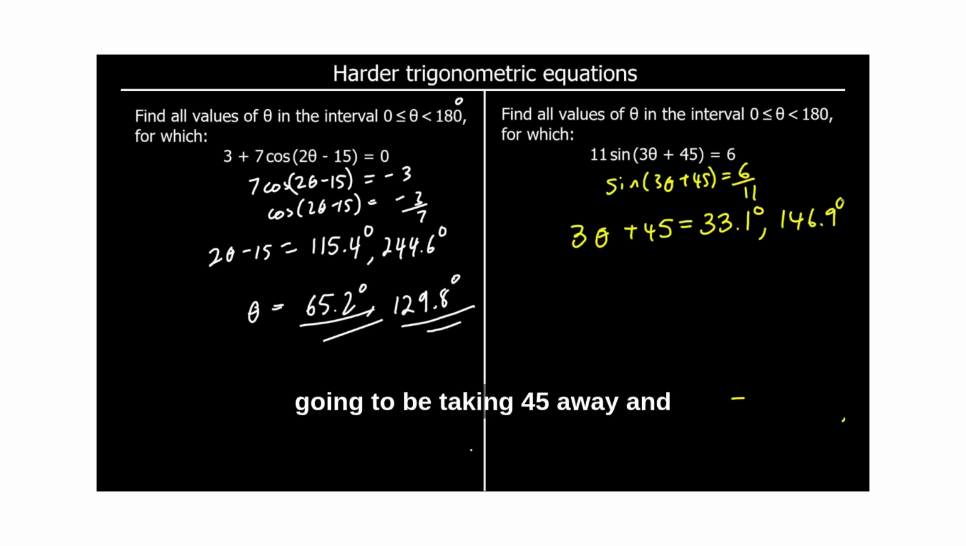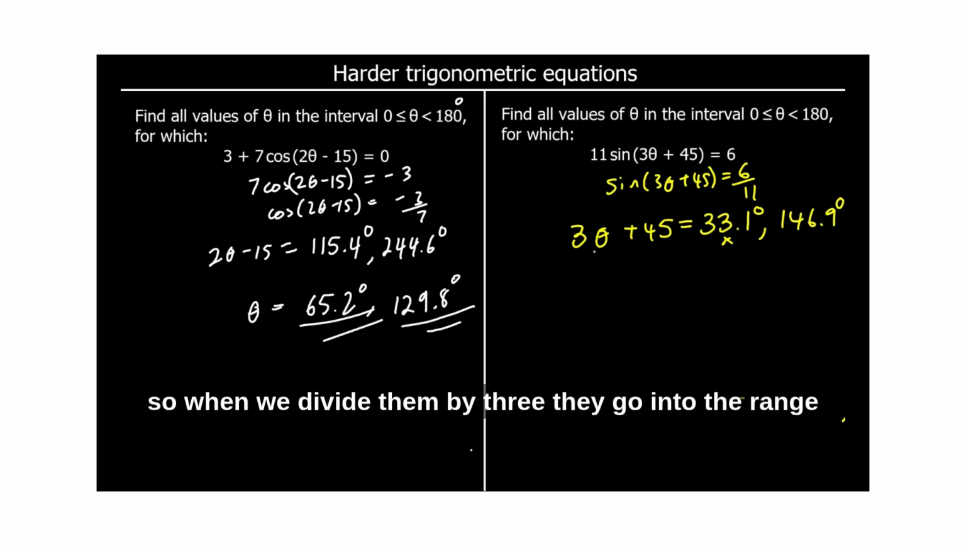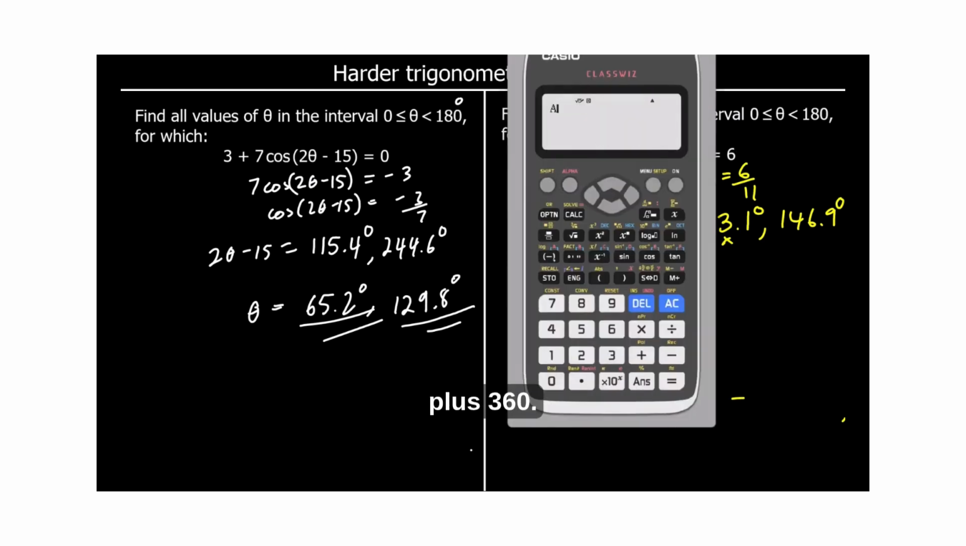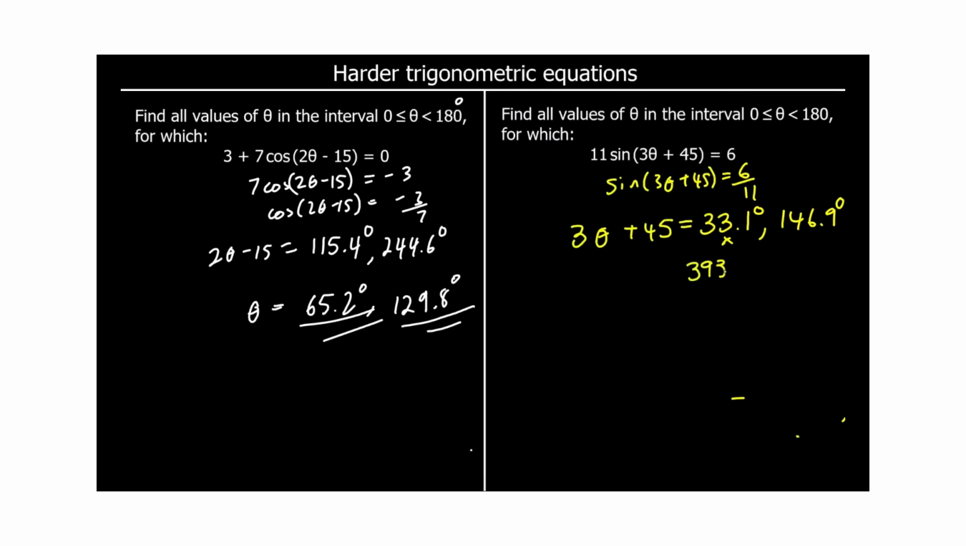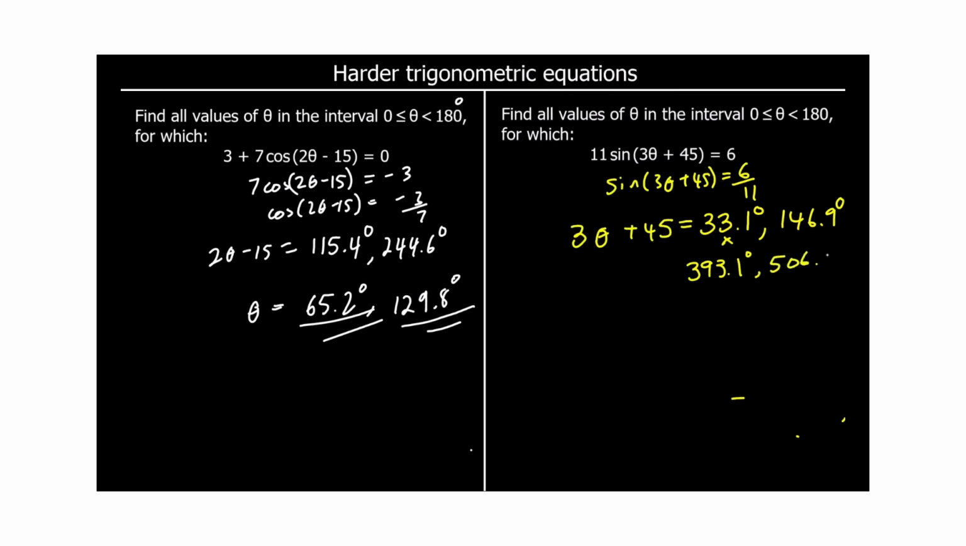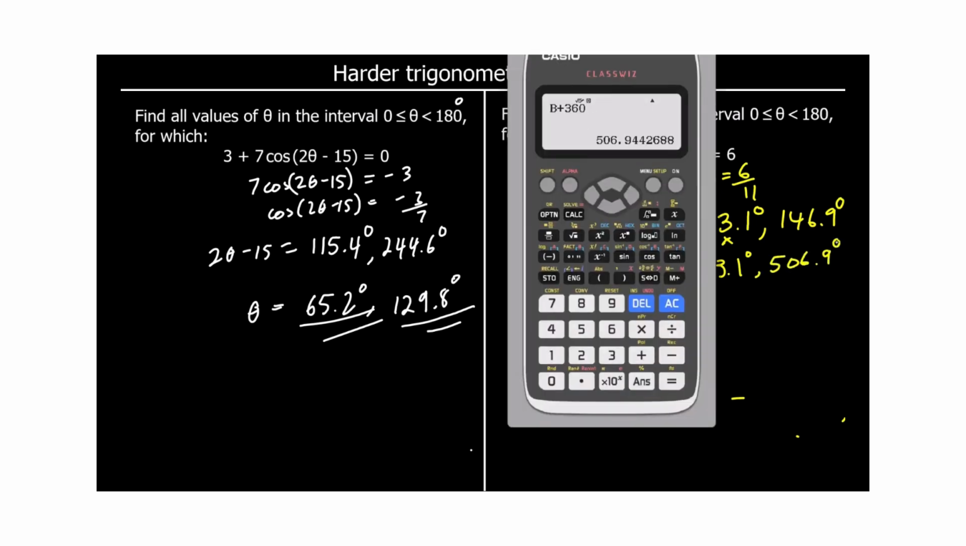We're going to be taking 45 away and then dividing by 3. So this first answer we don't want. But we're going to have to generate our answers. So when we divide them by 3, they go into the range up to 180. So we'll have A plus 360. Store that as C, 393.1. And then let's do B plus 360, 506.9. Save that one as D.